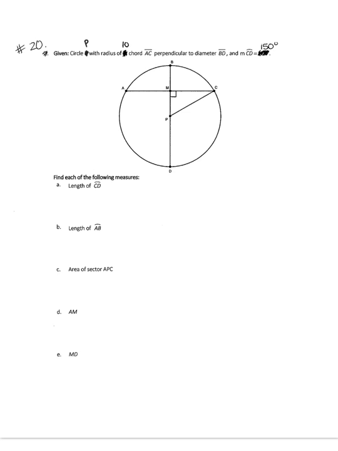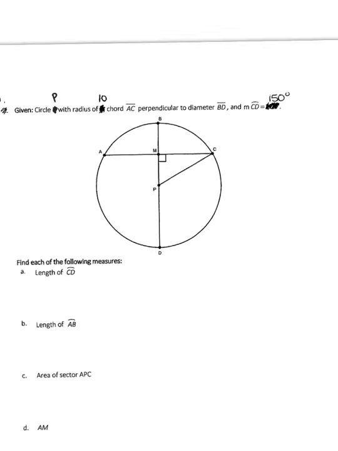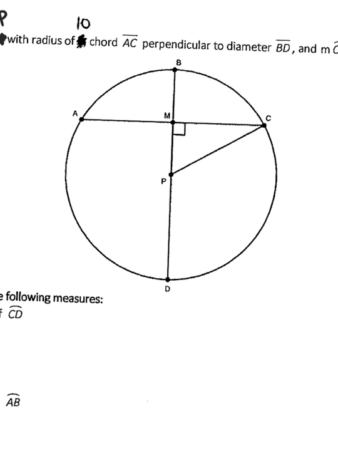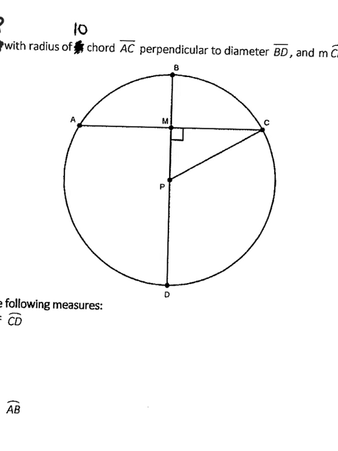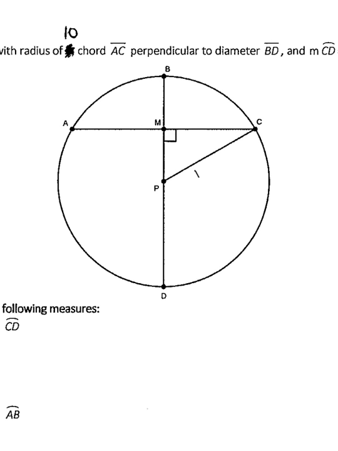Okay, last one. Let's take a look at circle P. We have a radius of 10. So before I start, I'm going to label all of my radii. I'm going to label this radius here of 10. P to C is a radius, and so is P to D. P to B is a radius as well, but I'm going to skip labeling it because you'll see later that it actually doesn't need to be labeled.